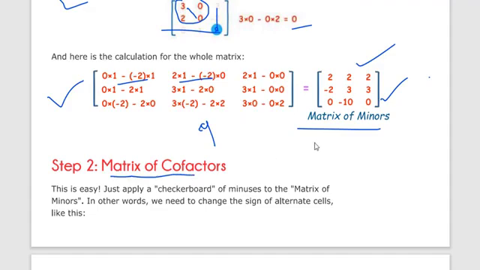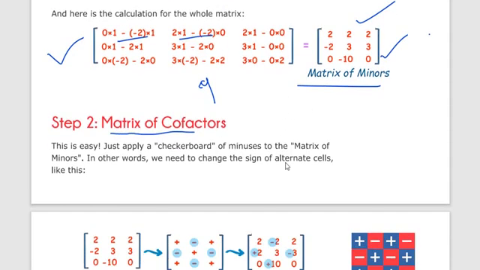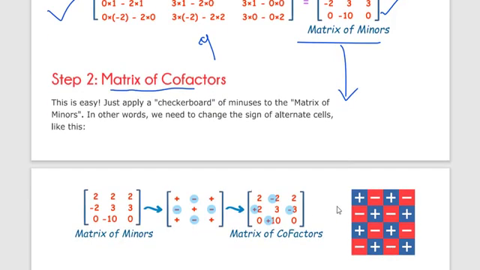Next, matrix of cofactor. All the steps, step 2, 3 and 4, are simple. Only there is some calculation in step 1. So this is the easy step 2, step 3 and step 4. Okay, how to find the matrix of cofactor? We will transform this matrix of minors with the help of plus minus signs.